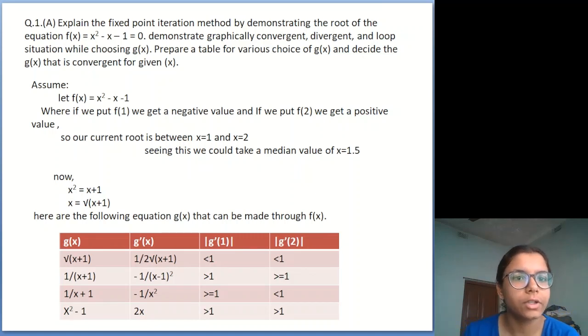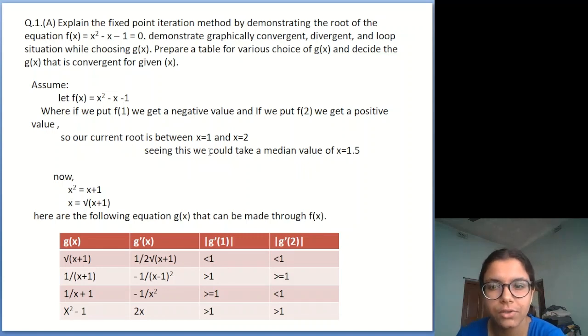For this video, we're going to talk about question number 1, part A. Explain the fixed point iteration method by demonstrating the root of an equation f(x) = x^2 - x - 1 = 0. Demonstrate graphically convergent, divergent and loop situations while choosing g(x). Prepare a table for various choices of g(x) and decide the g(x) that is convergent for given x.